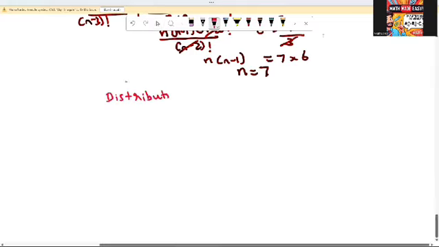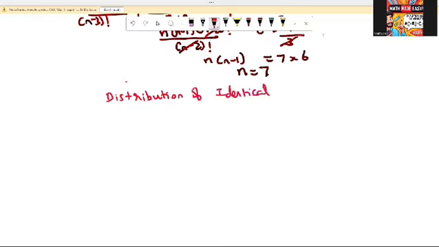Today we are going to learn the concept of distribution of identical objects to distinct people. For this, we are going to learn a very simple thought process.